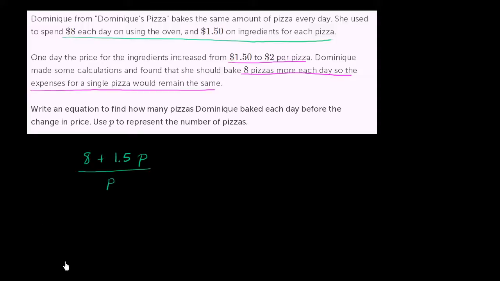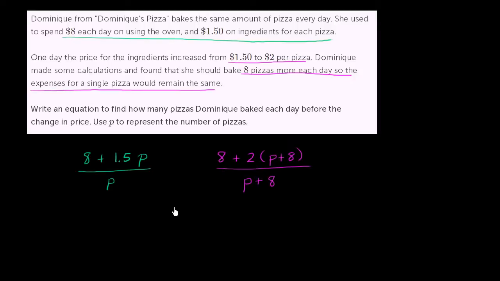Now let's think about what happens after the change in price. After the change in price, her cost per day for the oven is still $8. But now she has to spend $2 per pizza on ingredients. And instead of saying that she's baking P pizzas, let's say that she's now baking 8 more pizzas each day. So it's going to be P plus 8. And so this is going to be her total cost for all of the pizzas she's now baking. And so if you want it on a per pizza basis, she's now making P plus 8 pizzas, you would divide by P plus 8.